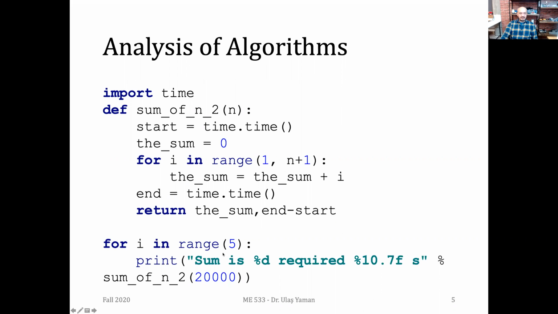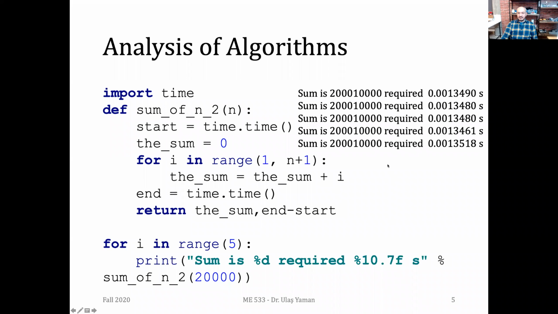And here you see an example. It's summing the numbers between 1 to 5. It will do the operation 5 times, and it's summing the numbers up to 20,000.